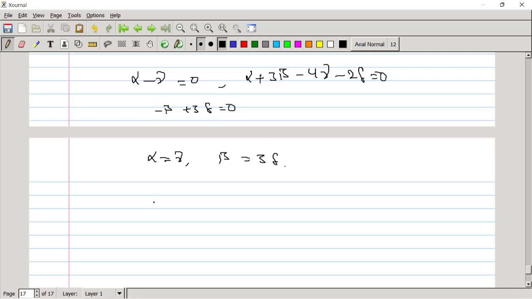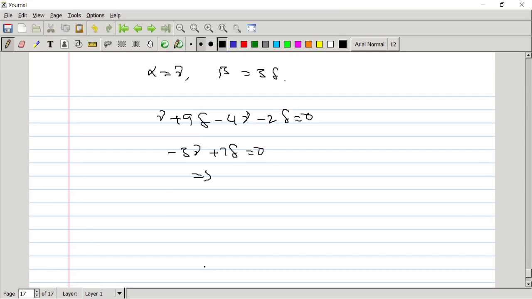We substitute these two values in the second equation. From that we get alpha equal to gamma. It means alpha plus 3 beta, so beta is 3 delta, this will become 9 delta minus 4 gamma minus 2 delta, and this is equal to 0. From this we get 3 gamma plus 7 delta equal to 0. That means gamma is nothing but 7 delta divided by 3.